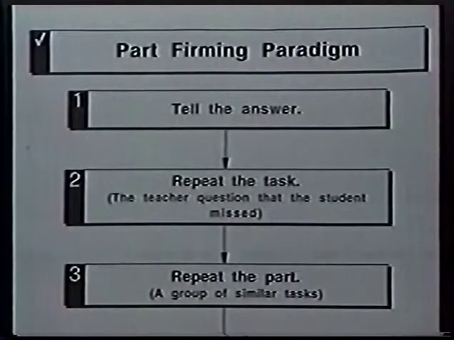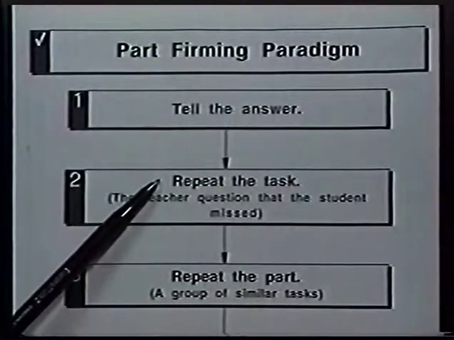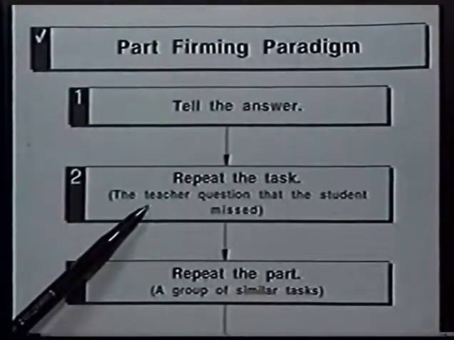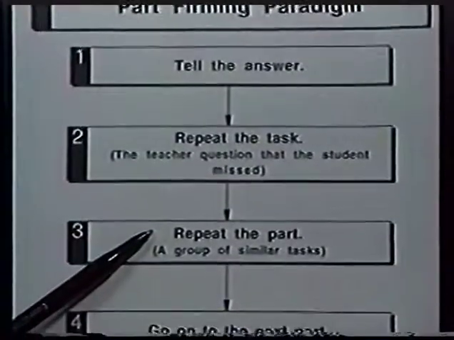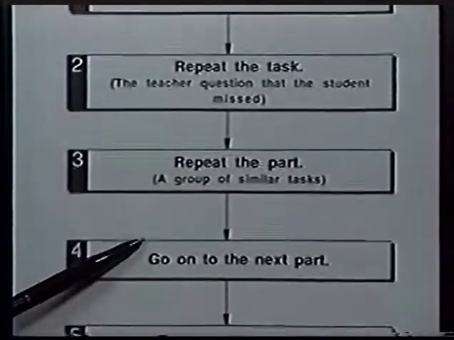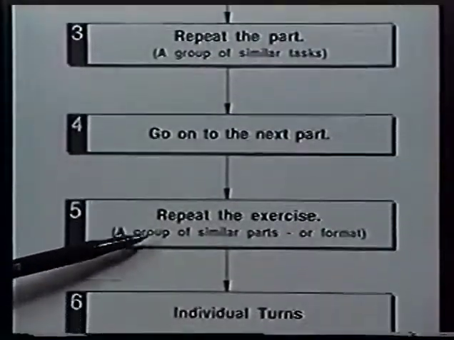The general format you use to teach to mastery is called the part firming paradigm. You teach to mastery the part where the error was made, then repeat the whole exercise. The first step in the part firming paradigm is to tell the answer. Then you repeat the task. You ask students to respond to the same task they originally missed. Then you repeat the part where the error occurred. Then go to the next part, repeat the exercise, and finally give individual turns.